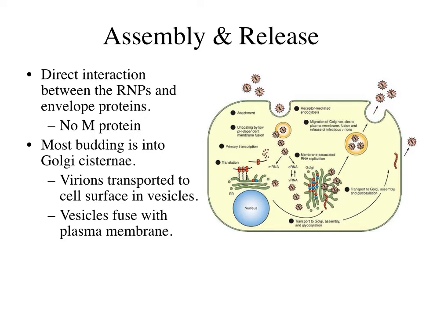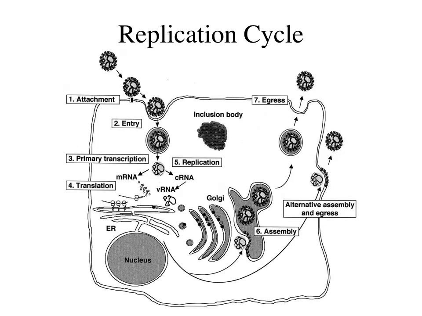And here's just a review of the entire replication cycle. So, pretty typical in terms of attachment and entry and uncoating. So the surface glycoproteins bind with receptors. It's brought in through endocytosis. Acidification of the endosome results in uncoating and release of the RNPs into the cytoplasm.